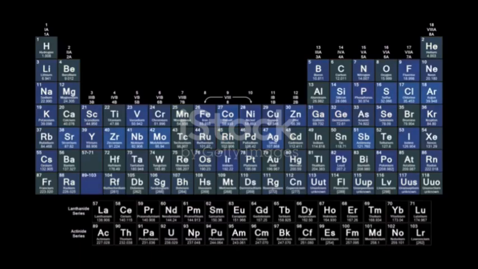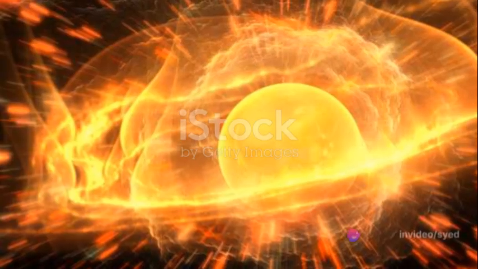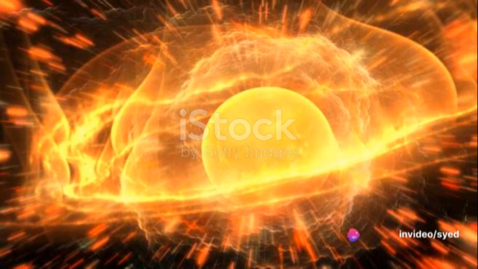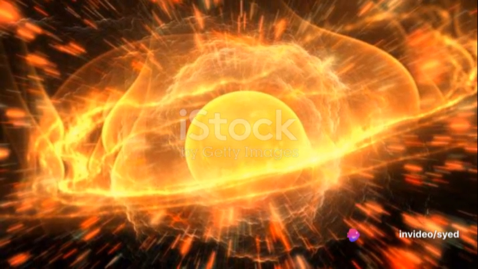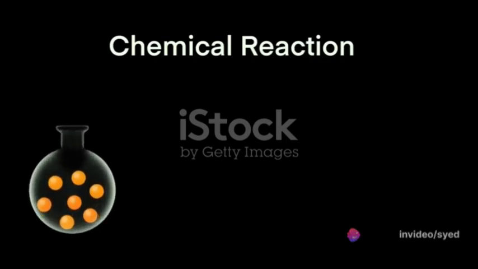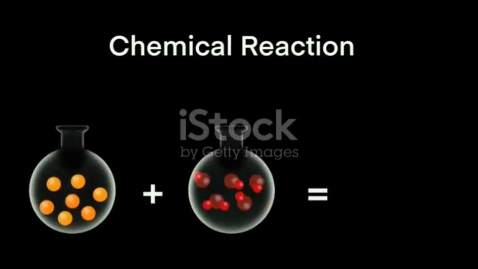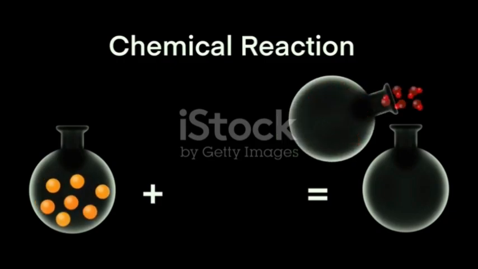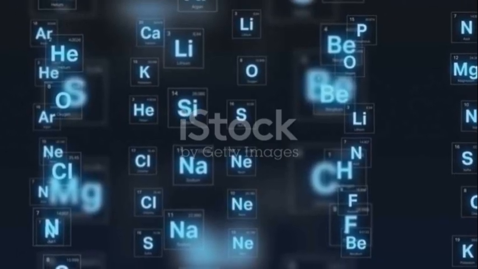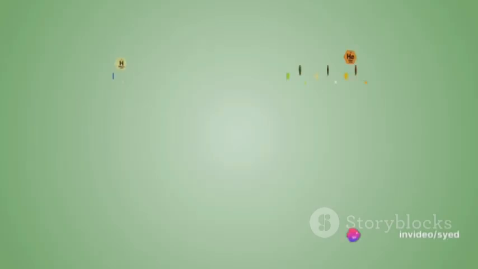The periodic table has 7 rows, or periods. Each period corresponds to the energy level of an atom's outermost electrons. These are the electrons that engage in chemical reactions, and they give elements their unique properties. The table also has 18 columns, or groups.